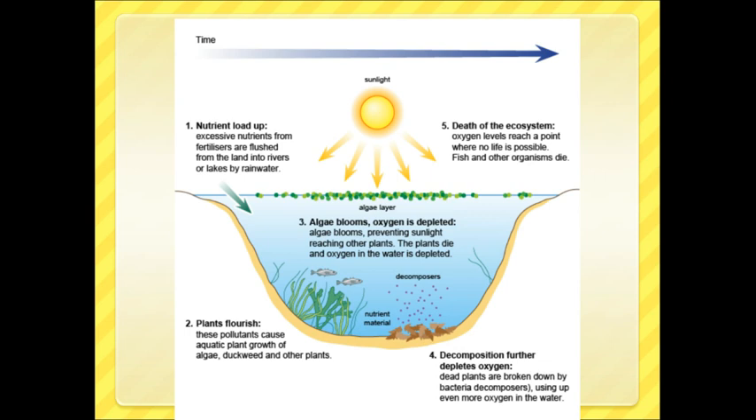As things start to die in the water, those dead plants get broken down by the bacteria decomposers, and they use up even more oxygen in the water. Eventually, and sadly, the ecosystem dies. Those oxygen levels reach a point, kind of like a dead zone, where no life is possible. The fish and the organisms die.